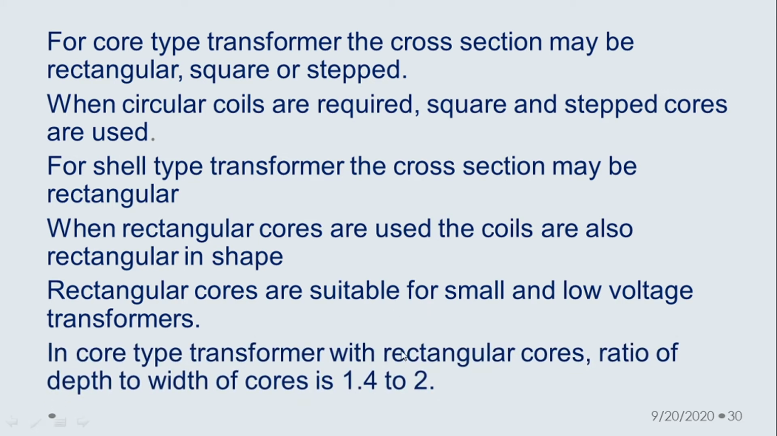In core type transformer, if there is no necessity, you can use the rectangular cores in the core type transformer also. Then the ratio of depth to width of the core will be around 1.4 to 2. Depth of the core to width of the core. The width of the core is in the horizontal position, and if you see it in three dimensions, the side view will be the depth of the core. So the ratio of depth of the core to width of the core is around 1.4 to 2 in case of rectangular core type cores.